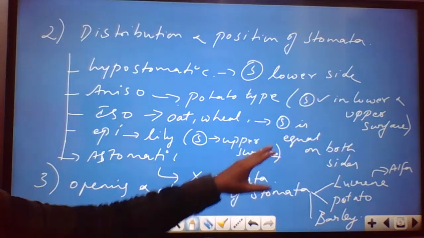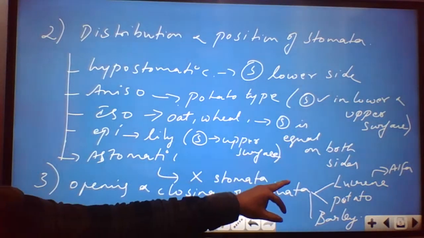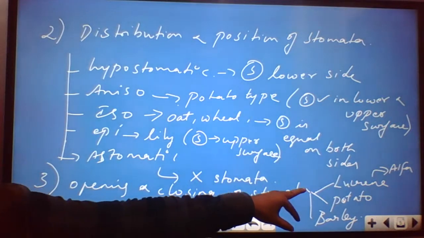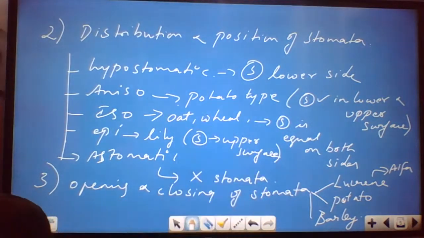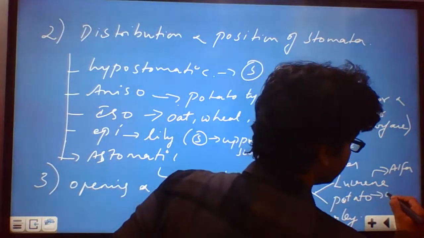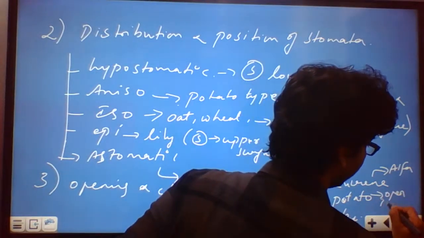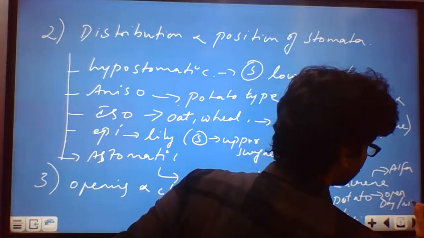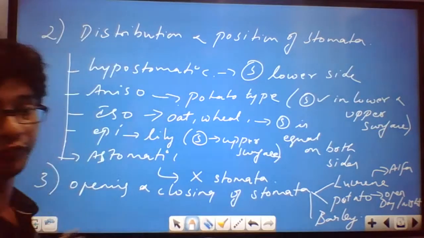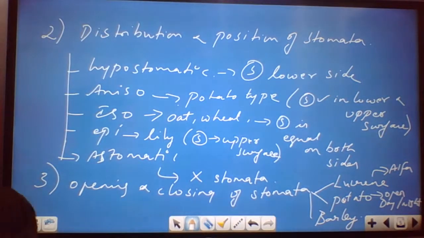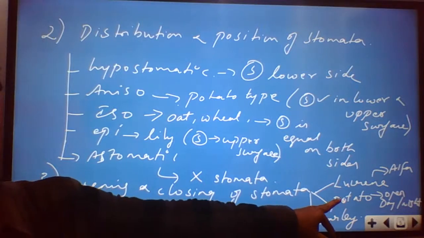Only at night time it closes. You could see this in peas and beans. Then the potato type is open in the day and night. This type is open day and night, but it closes only for a few hours in the evening.